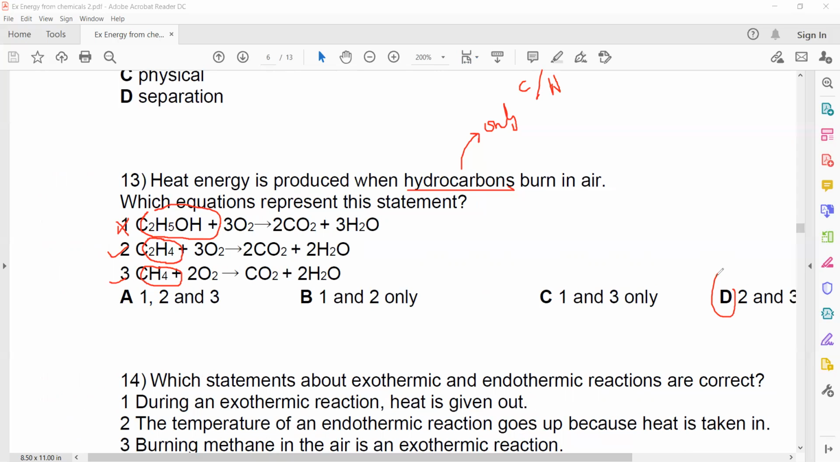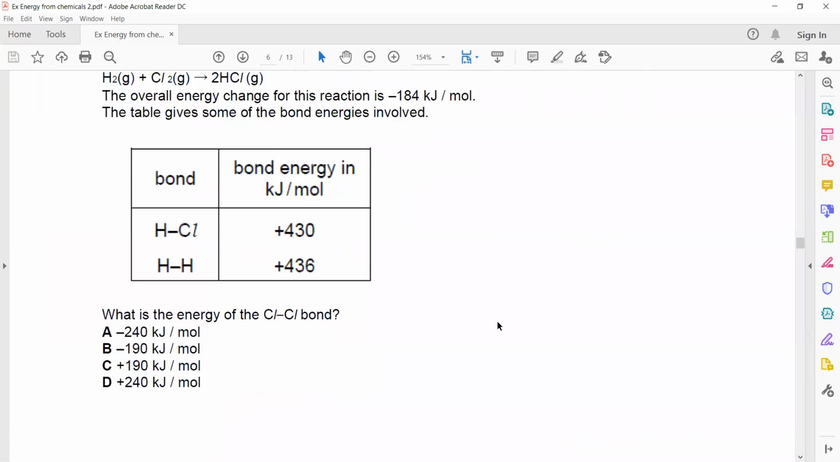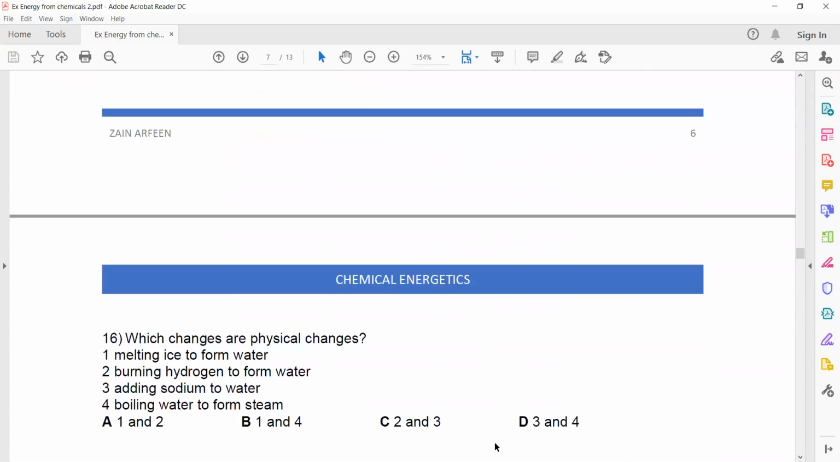Is it clear? Yes. From question 16 to 20, any doubt? Question 16.